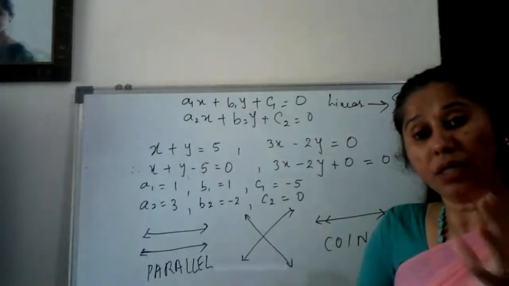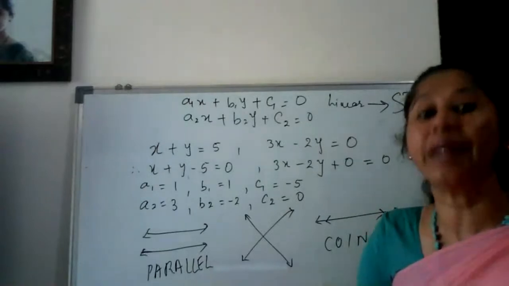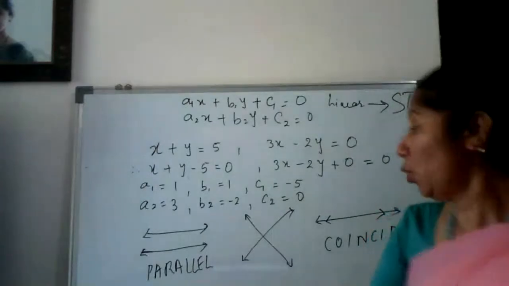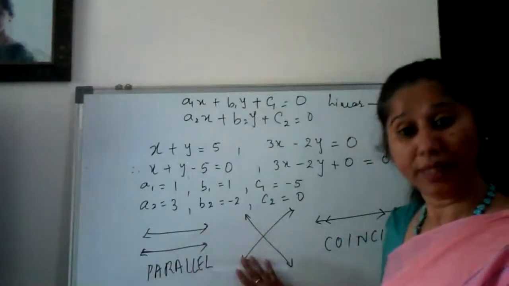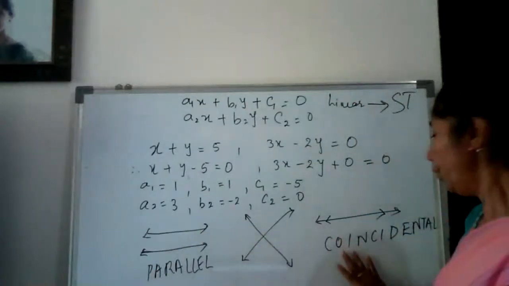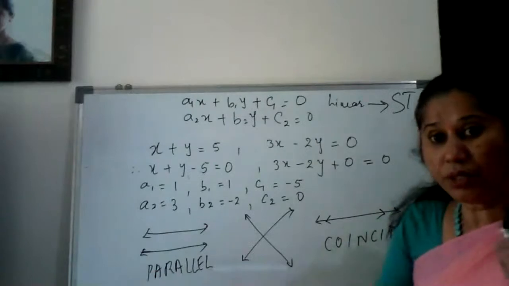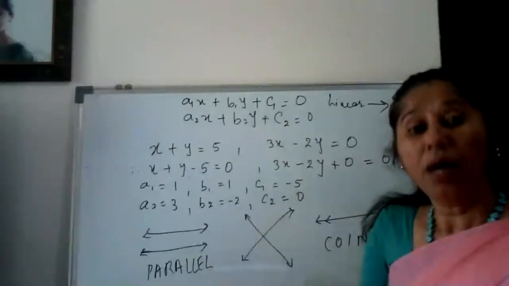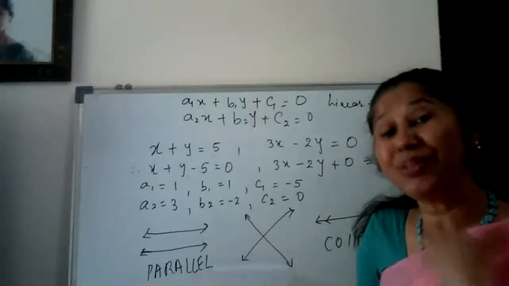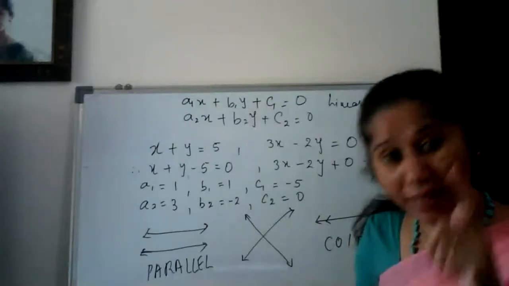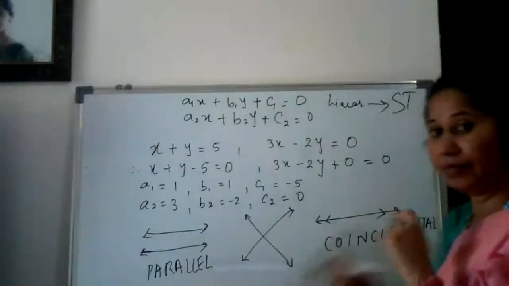And if I tell you, okay, these are the two equations, now you draw the graph. So what do you get? Either you get such a graph, or this graph, or this one. It could be any one. But without drawing it, how will I come to know which kind of graph I get? That we are going to discuss here.